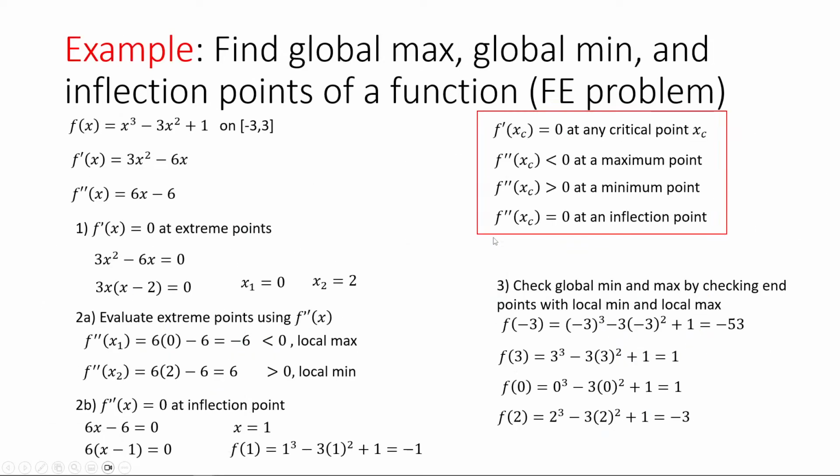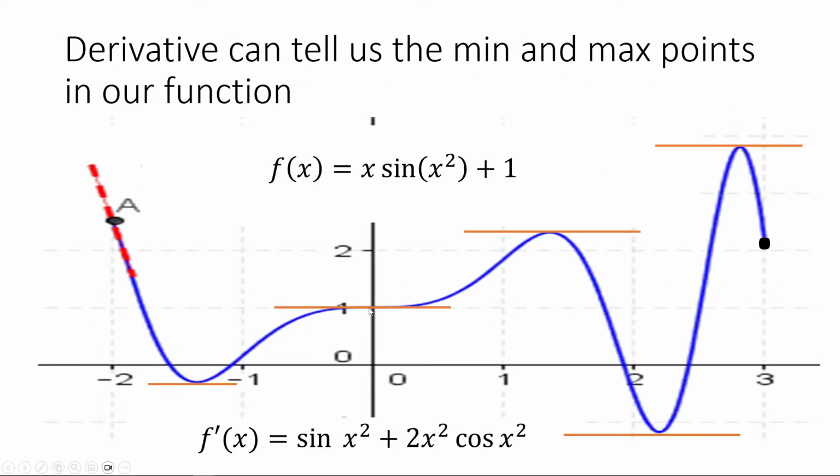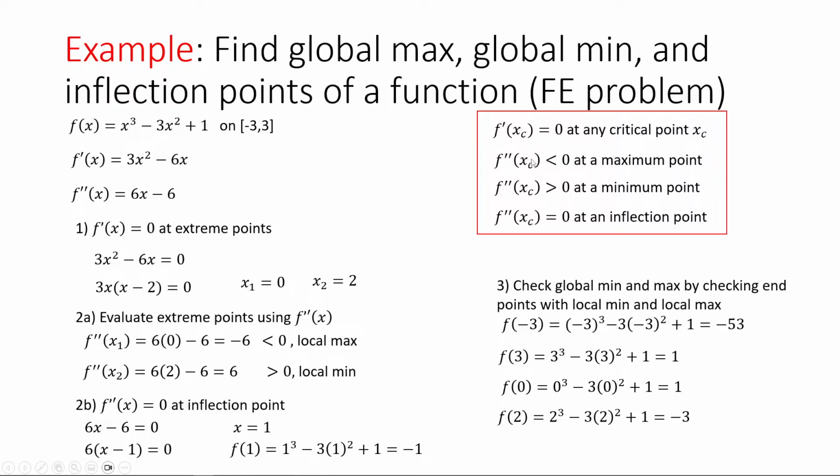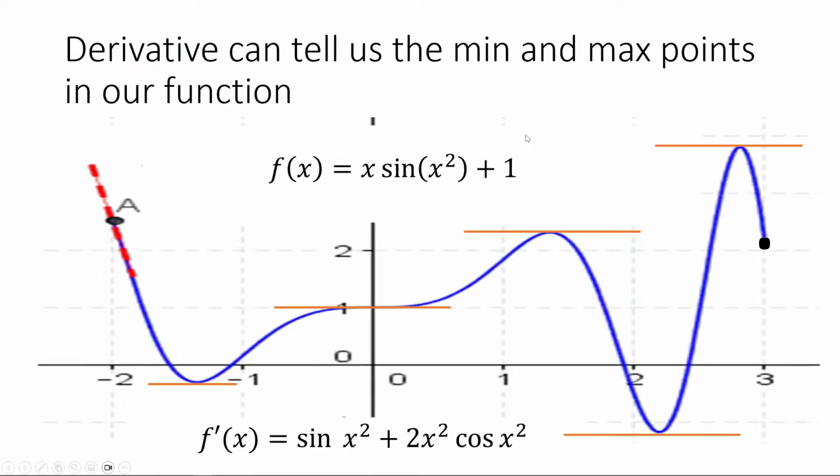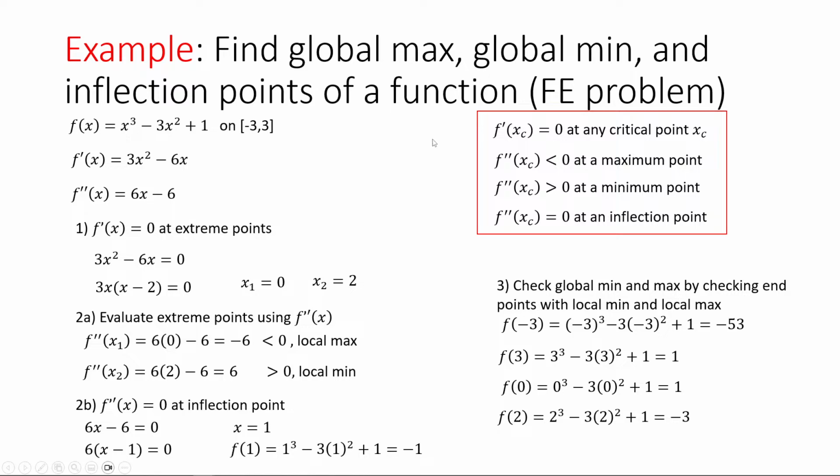So similarly for an inflection point, how to do this? You find all the critical points. What do I mean by critical points? These are when the rate of change is 0. So I find the first derivative and set it equal to 0, and then I find all the points. Here I have x equal to 0 and x equal to 1.